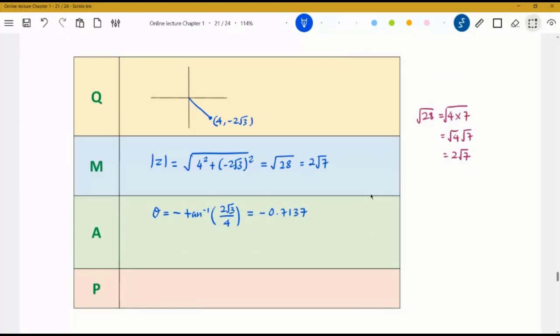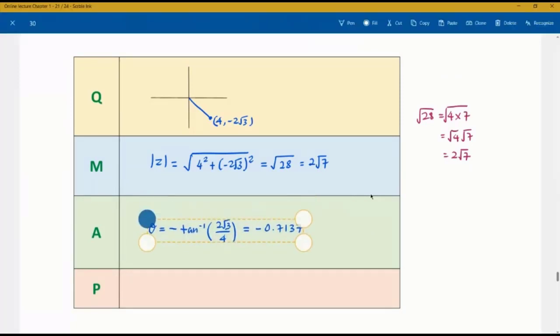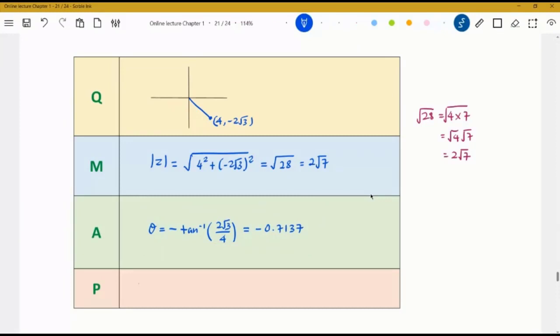Now we want to make everything as in polar form. So kita akan masukkan dalam bentuk polar form. So it's gonna be 2 square root 7 times cos the argument negative 0.7137 plus I sine negative 0.7137. Okay, that's how we put the modulus and argument into the polar form. Okay, kalau ada negative ni, it's better to put the bracket so that dia tak confuse nanti.